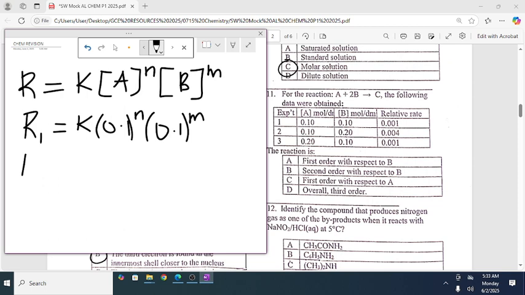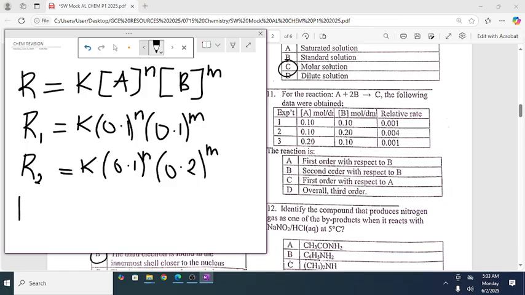Now let's go to rate 2. The second rate, according to the equation, is clearly 0.04. So R2 is equal to the rate constant K times the concentration of reactant A, still 0.1 raised to the n, and that of reactant B, now doubled, 0.2 raised to the m. If you go to rate 3, you see that rate 3 is the same as rate 1, so I'm just going to write rate 1 there because rate 3 and rate 1 are equal.